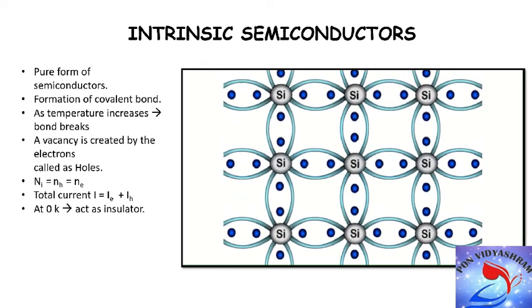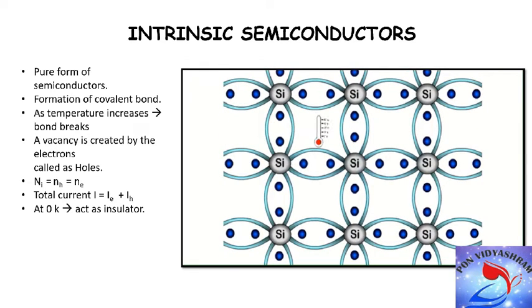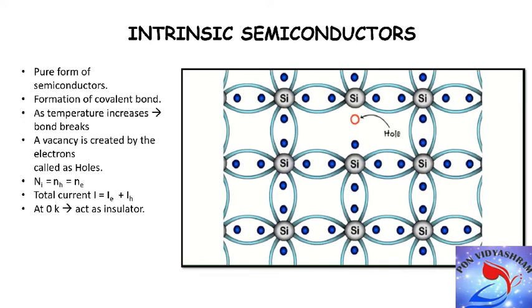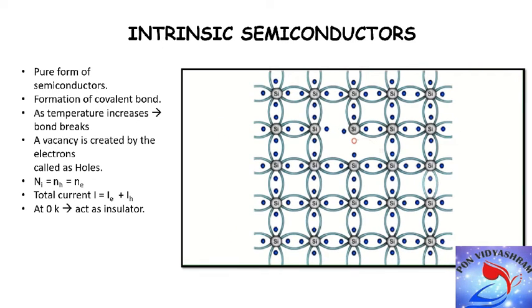Now the bond is very strong and it will not break. So at lower temperature, they act as insulators. When temperature increases, the electrons start moving, so free electrons are produced. In the place of the free electrons, you can see a hole has been created. The place has become empty there. So the vacancy which has been created by the electron is called a hole.